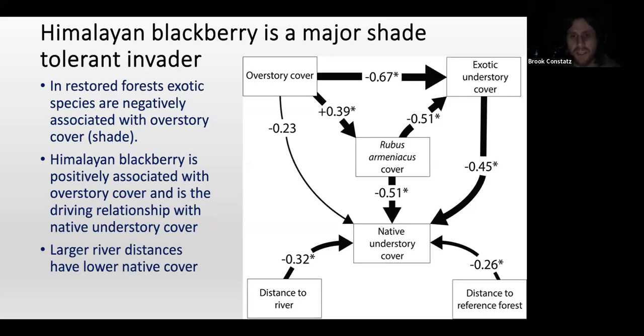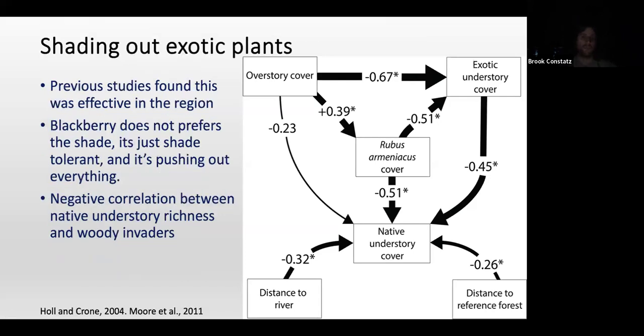And this kind of gets me into my next point, that a lot of other studies have found issues with these woody exotic species, like Rubus, that are really shade tolerant, coming in and degrading the landscape, reducing native understory richness and being quite competitive. And Rubus armeniacus is a problem in Oregon. There are other exotic Rubus species that are a problem in the Galapagos. There are woody species in France and Germany that are a problem.